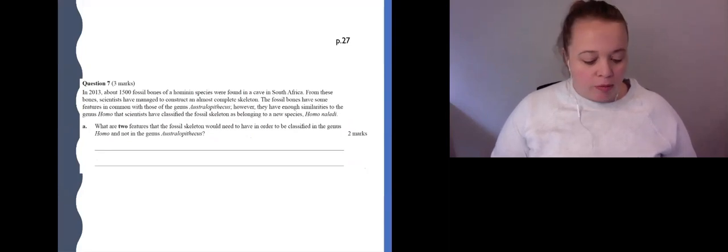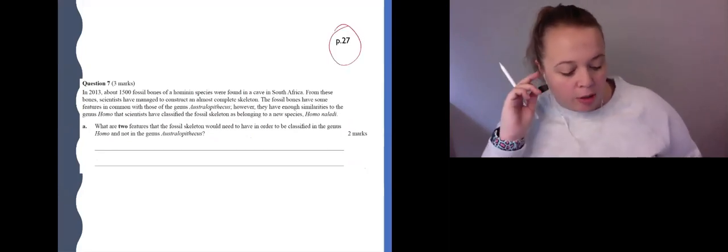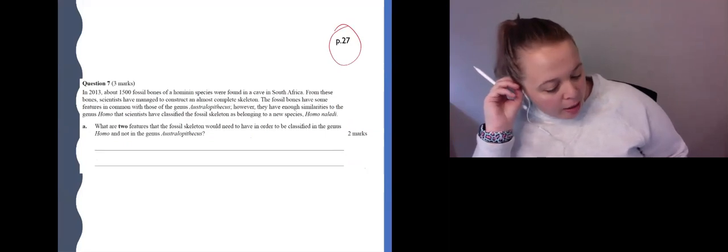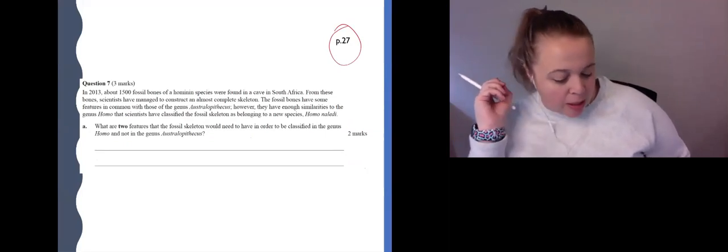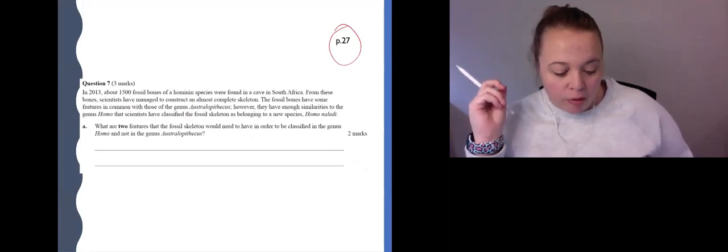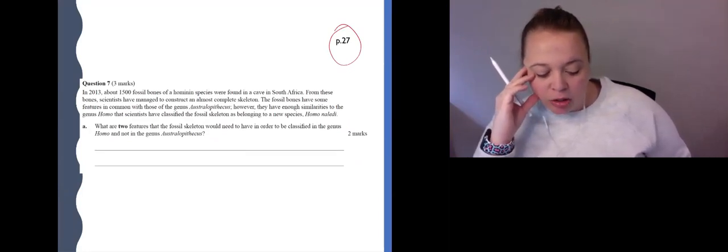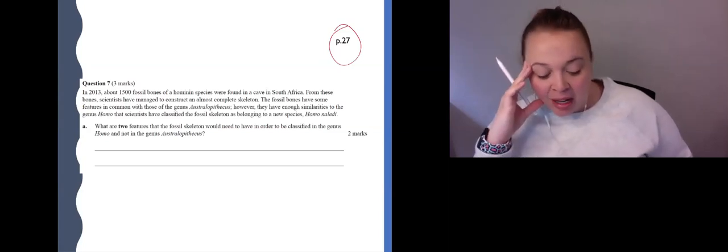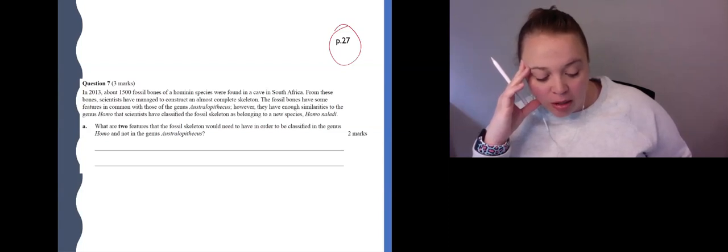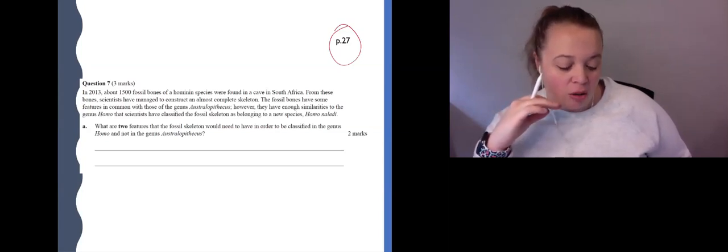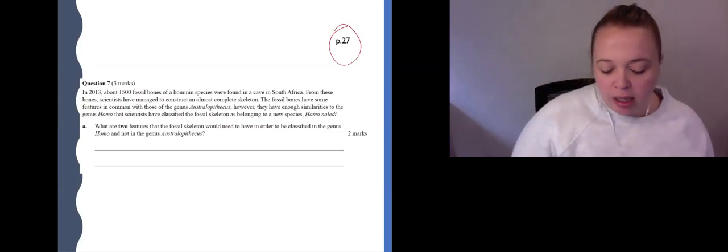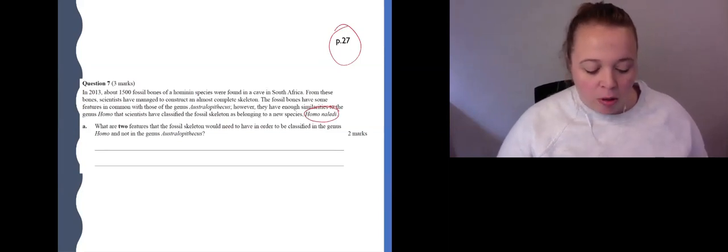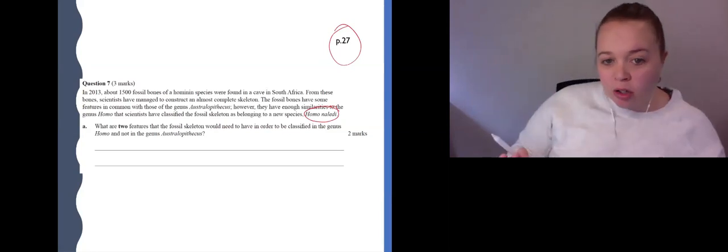All right, last question for this little subsection. So we're on page 27, question 7. So in 2013, about 1,500 fossil bones of a hominin species were found in a cave in South Africa. From these bones, the scientists managed to construct an almost complete skeleton. The fossil bones have some features in common with those of the genus Australopithecus. However, they have enough similarities to the genus Homo that we actually classified them as Homo naledi. So what are the 2 features of the fossil skeleton that would make them more Homo, less Australopithecus?